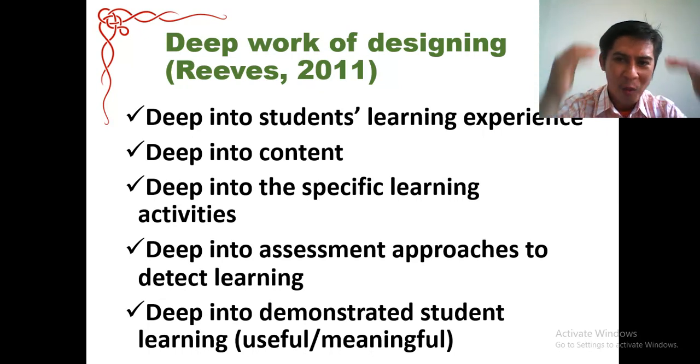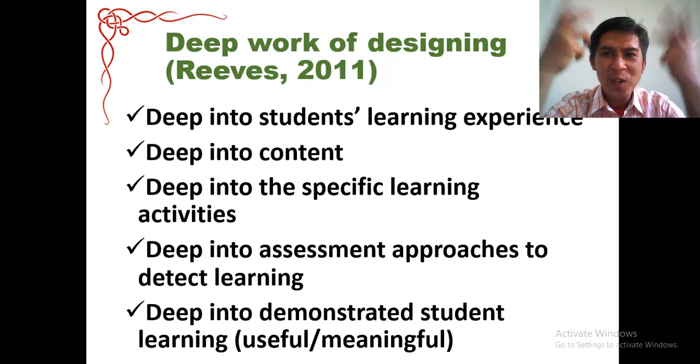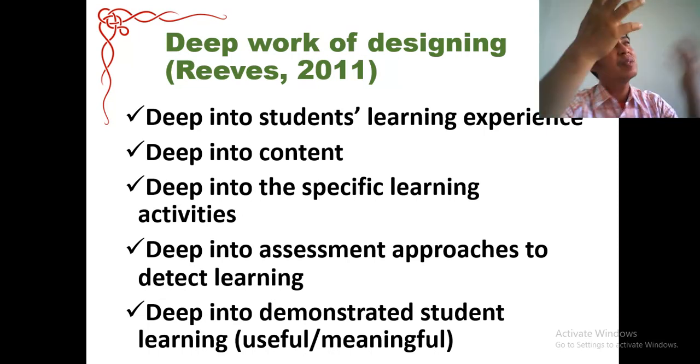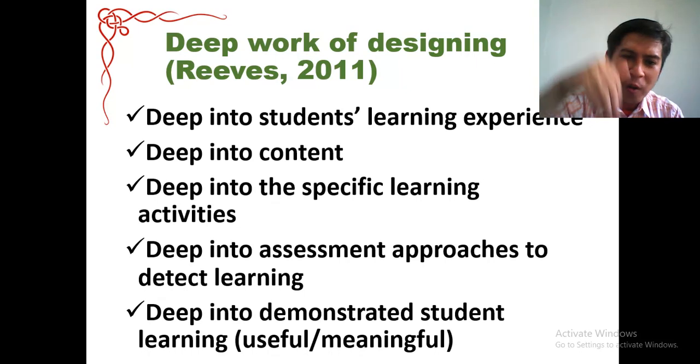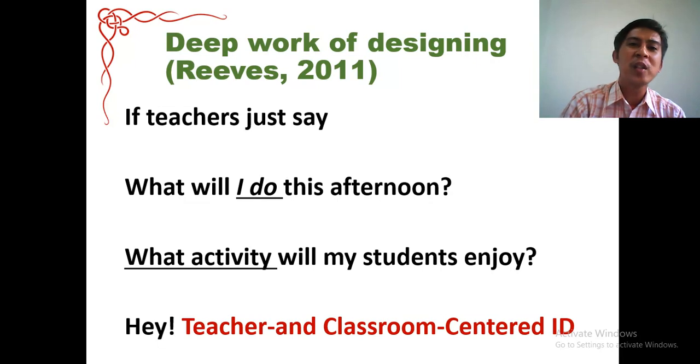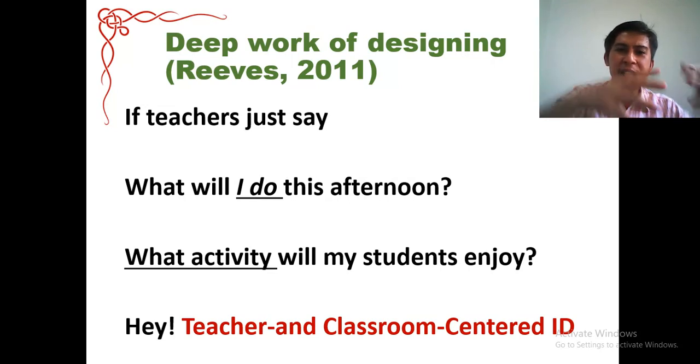It's not only acquiring knowledge, it's not only pouring knowledge into the brain, but we also have to go into the understanding of demonstrated student learning. Even online, we can see that students are using knowledge meaningfully, as Dimensions of Learning will tell you. Okay? So, that is the deep work of designing. When I design my online class, I have to think about those things deeply.